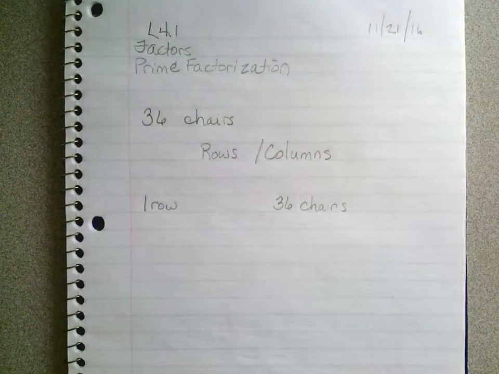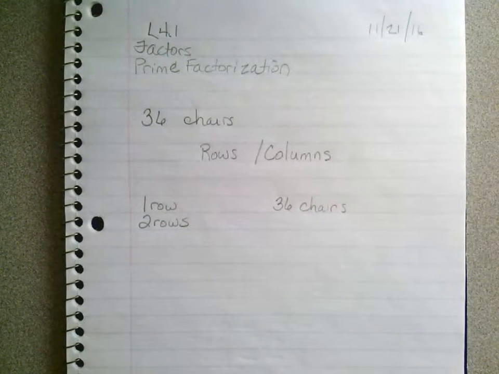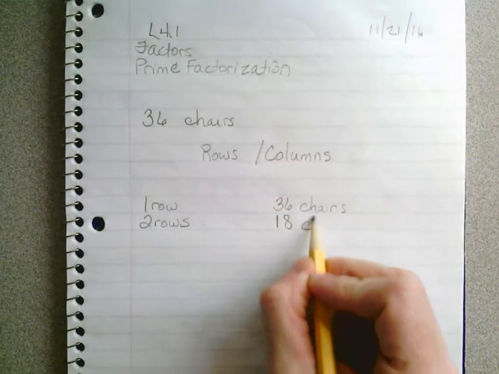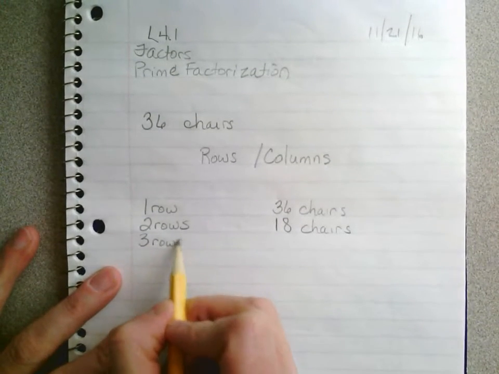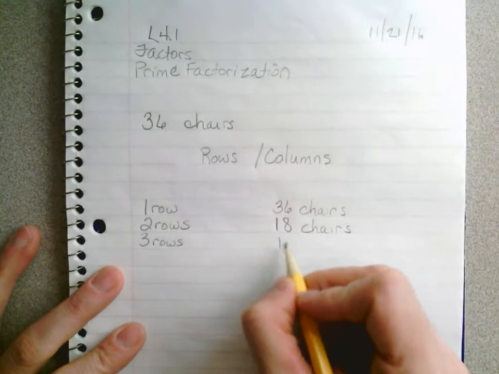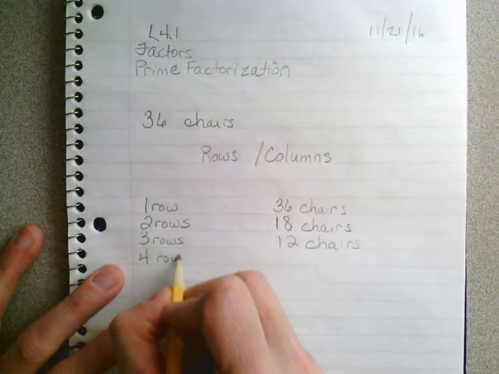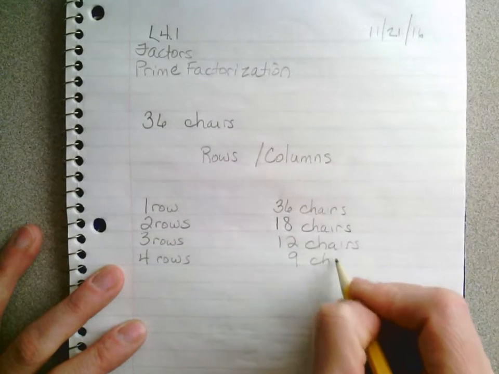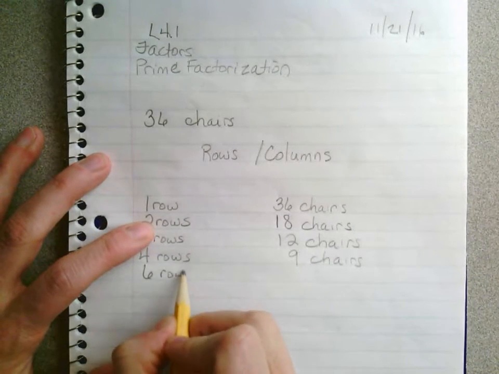Can you imagine? Probably not the most effective use of space. How about 2 rows? If I had 2 rows, how many chairs would be in each? Go ahead, Mason. 18. Yeah. 3 rows? What do you think, Ellie? 4 rows, 9? 6 rows? 6 rows, Ryan? 6 rows, 6 chairs. Awesome.